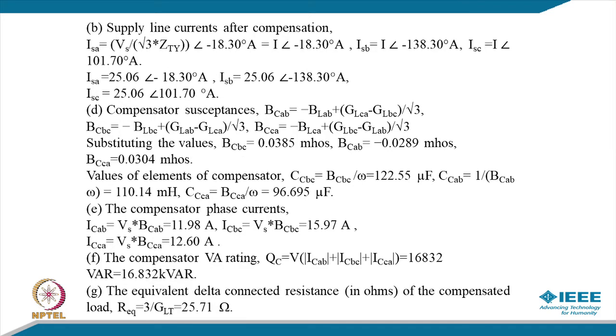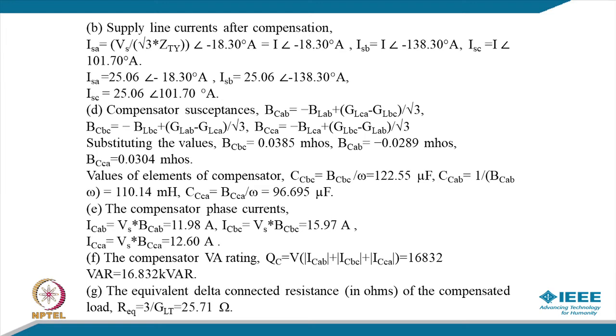Now, coming to part B, the supply current after the compensation, ISA, equals Vs upon root 3 ZLY at the angle of minus 18.30. Similarly, all three currents will be balanced. So ISA will be 25.06 ampere at the angle of minus 18.30 degrees, for B phase it is 25.06 ampere at the angle of minus 138.30 degrees, and ISC will be 25.06 ampere at the angle of 101.70 degrees. The compensator susceptances will be from this relation: minus BLB plus GLA minus GLBC by root 3.